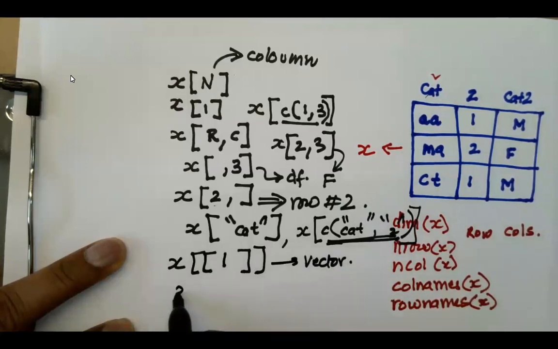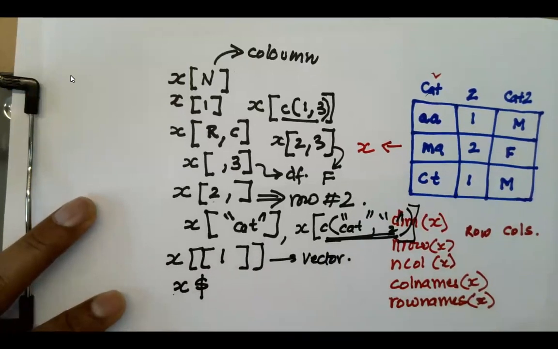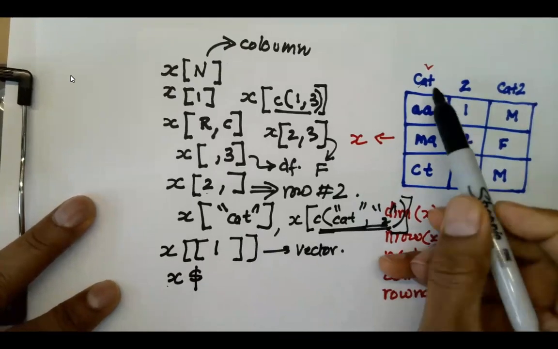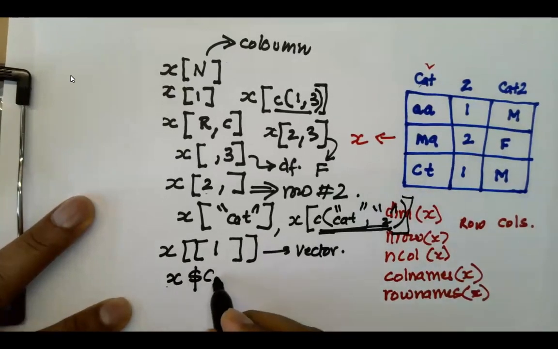Another way to get a vector is using the dollar sign. So X dollar, and then we tell it which column. But if you are using dollar, then you have to use the column names. If you are trying to pick up cat, we'll say X dollar cat. That's the column we are picking up. This has the same output as X dollar cat in quotes.